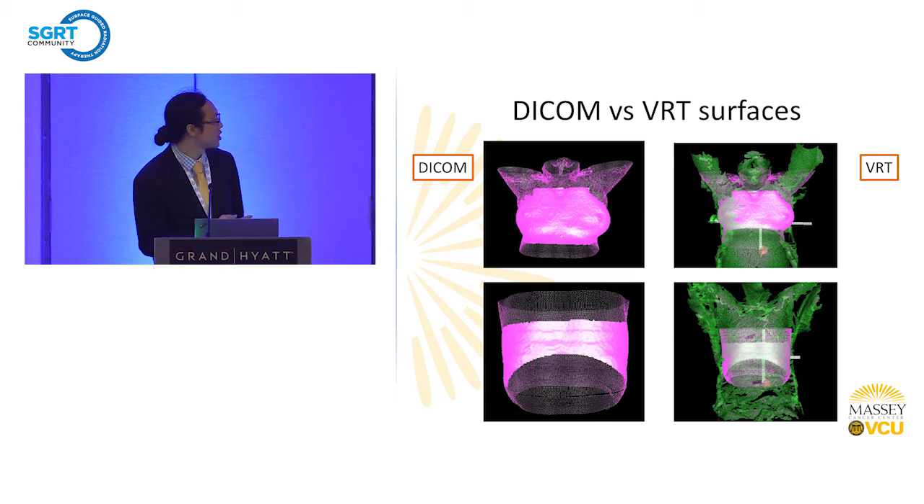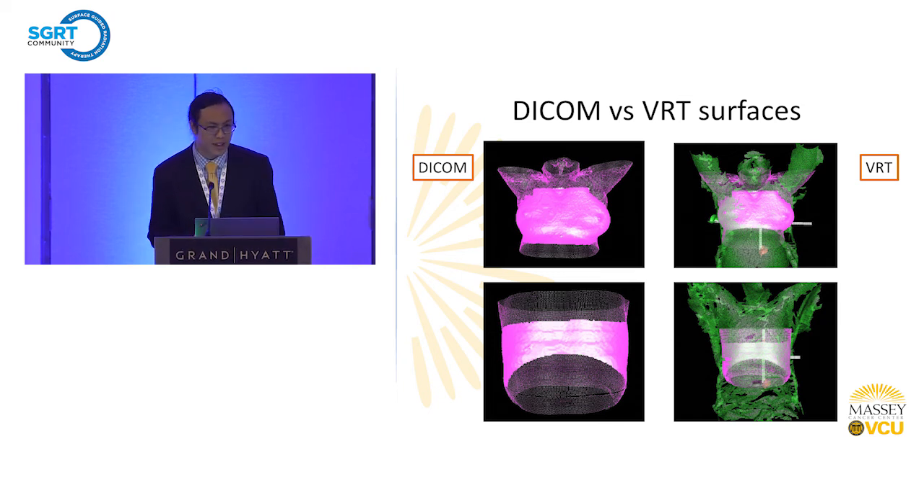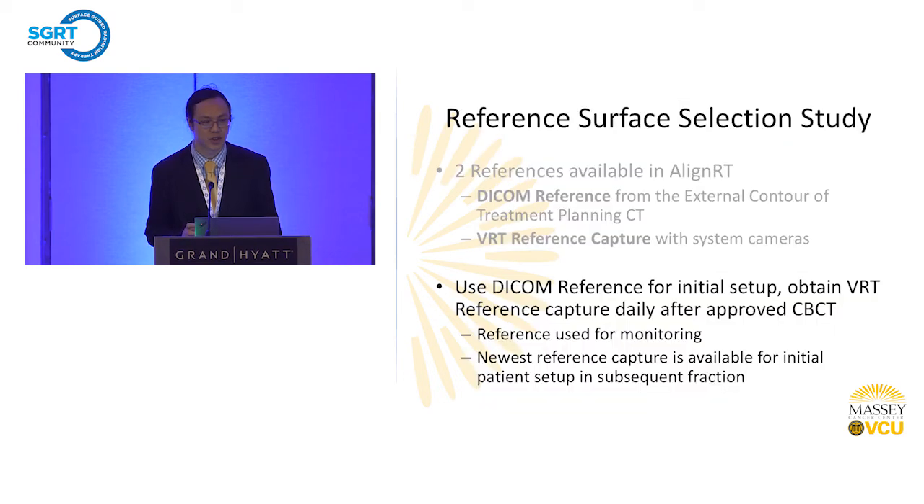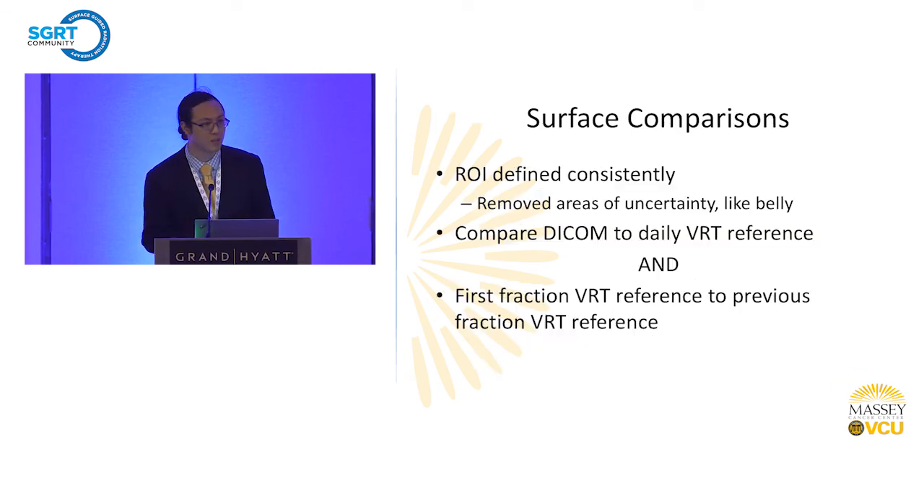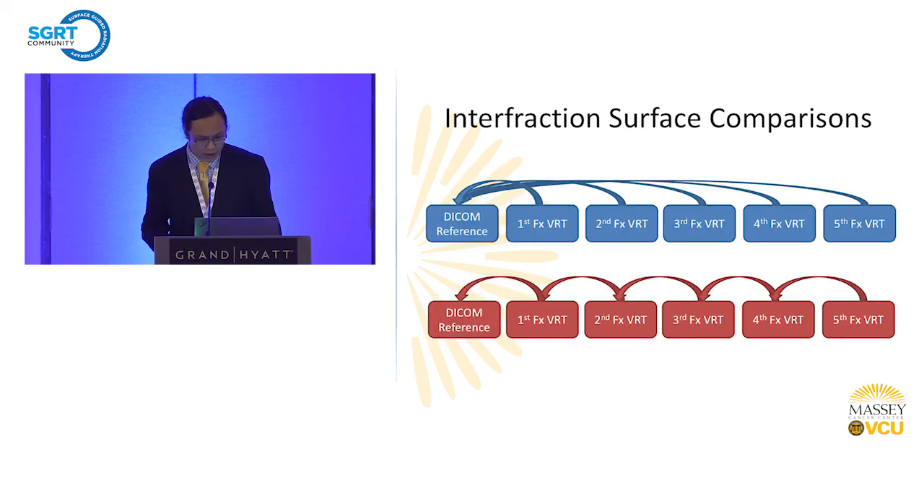One thing about this image is that this is a retrospective analysis. We went back and looked at all of the fractions that we treated, and we redrew all of the ROIs to make them as consistent as possible. We found that when we were initially treating the patients, we weren't paying that much attention to making sure that the ROIs we were using for the registration were consistent, and we went back and made sure to remove things like the belly, which we saw earlier can introduce a lot of uncertainties because of the breathing motion. So our goal is to reproduce the DICOM setup as close as possible.